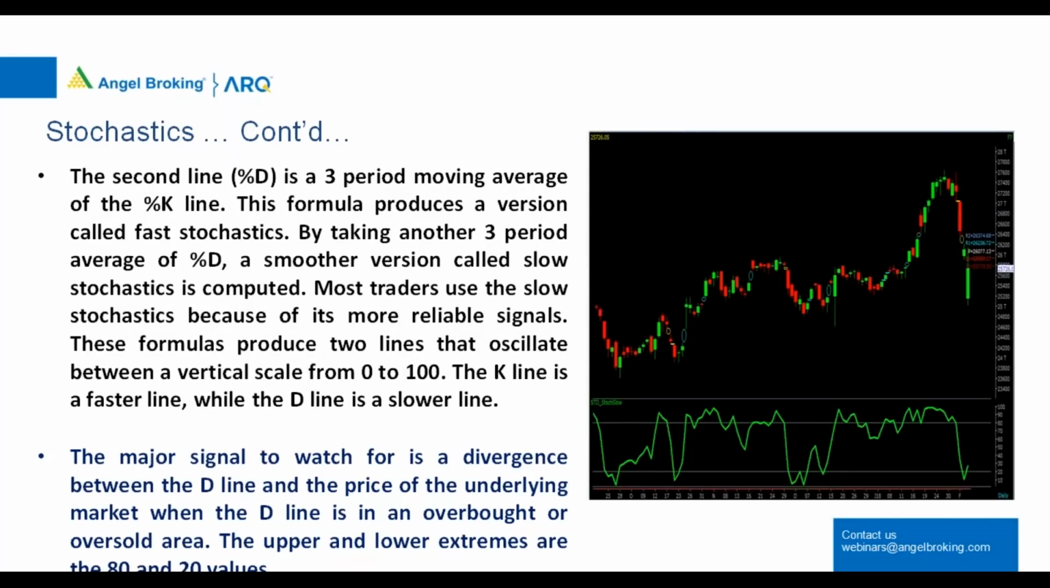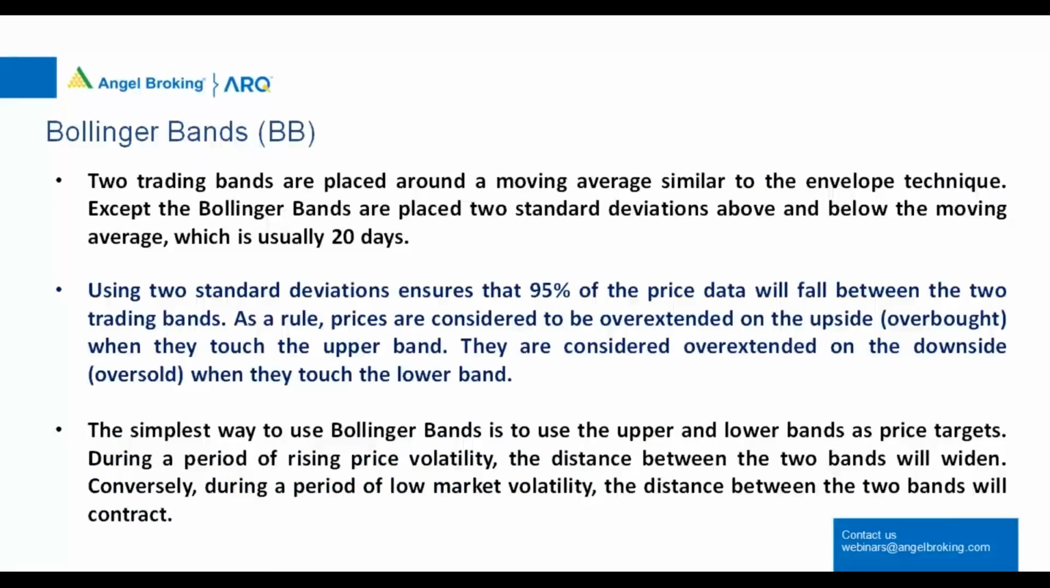The other indicator which is of good use is the Bollinger Bands. Bollinger Bands were developed by John Bollinger, and here two trading bands are placed around a moving average, similar to the envelope technique. Except that the Bollinger Bands are placed two standard deviations above and below the moving average, which is usually 20 days. So in Bollinger Bands, the time period parameter is 20 and the standard deviation that you use is 2.